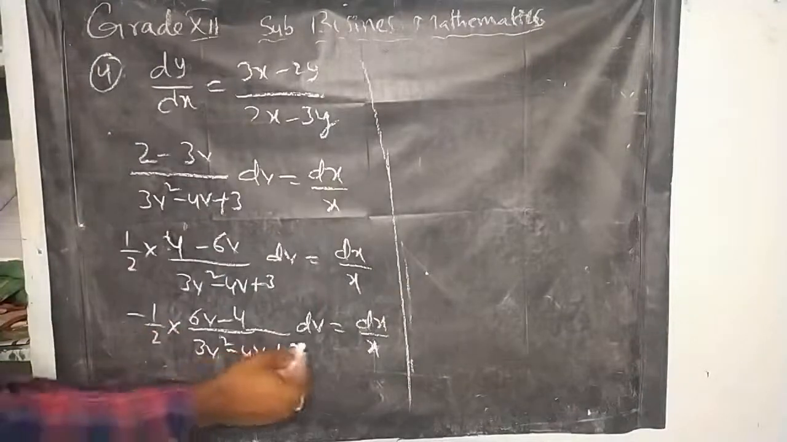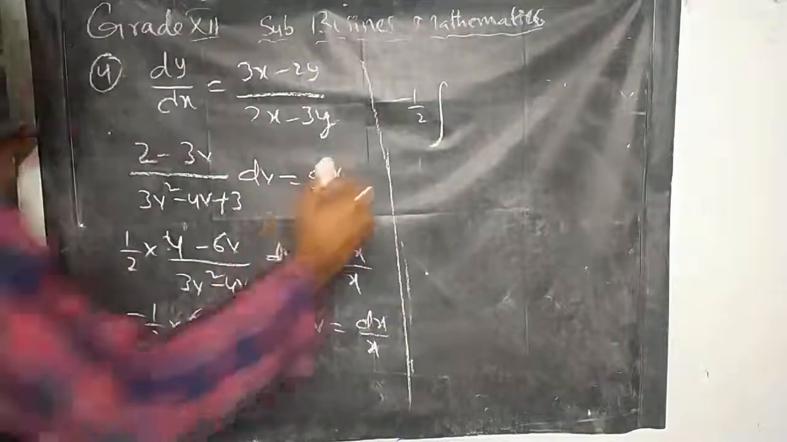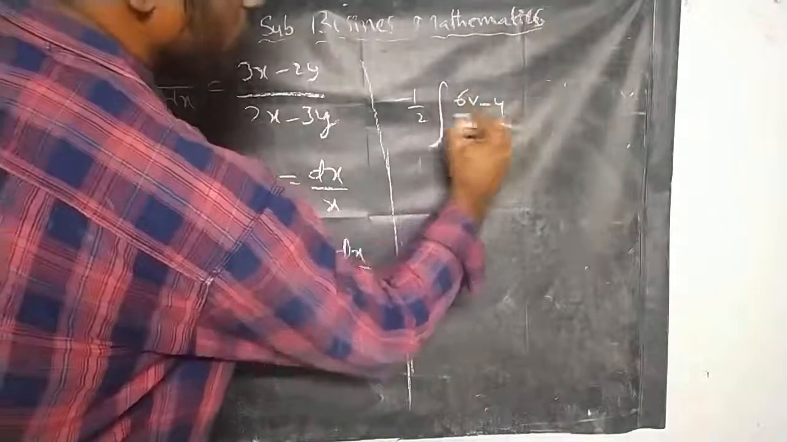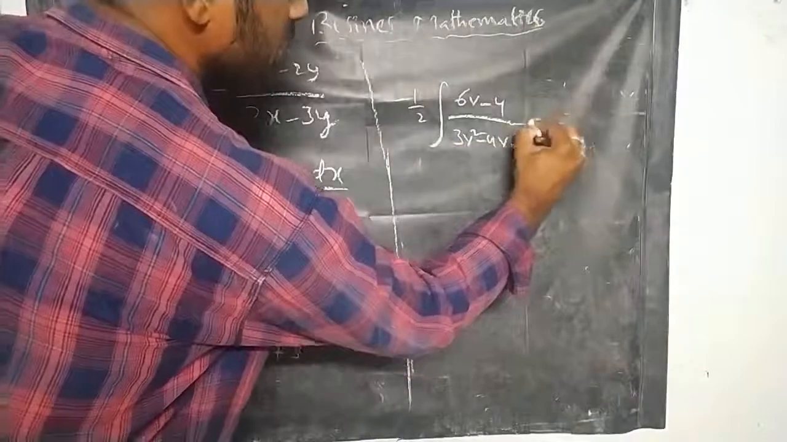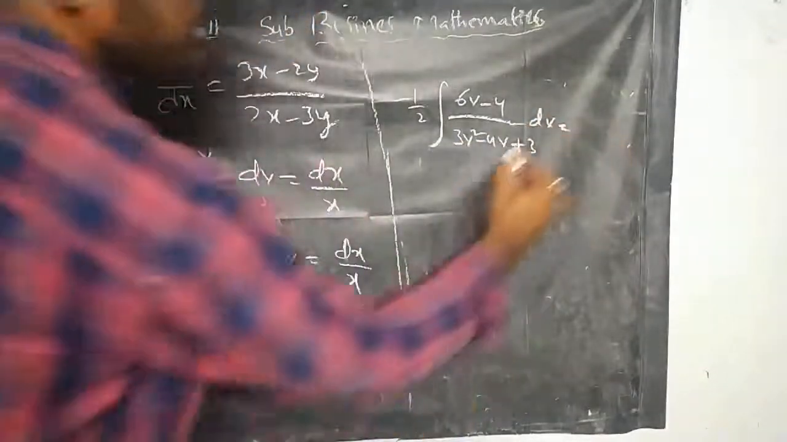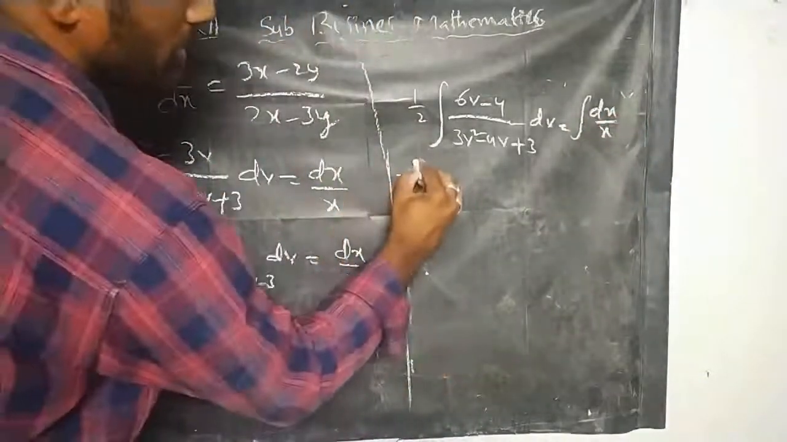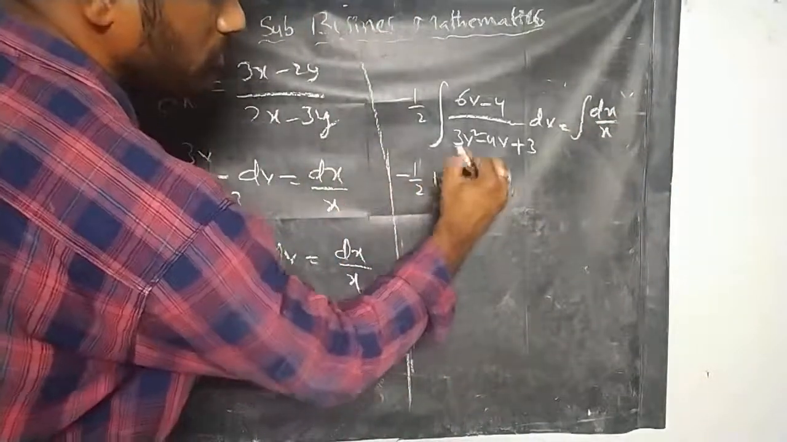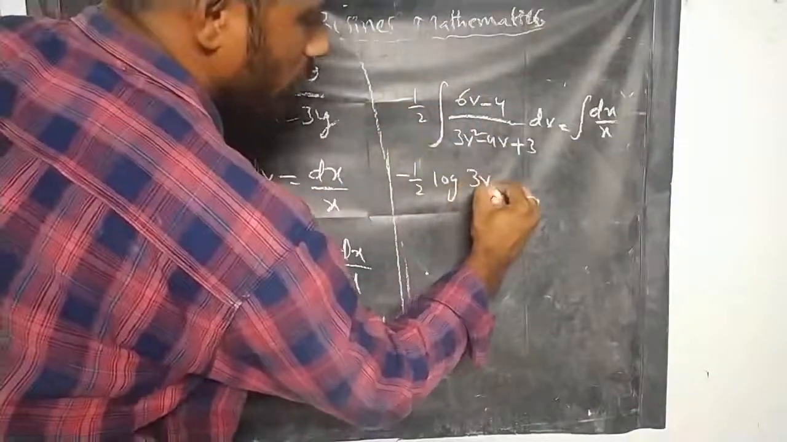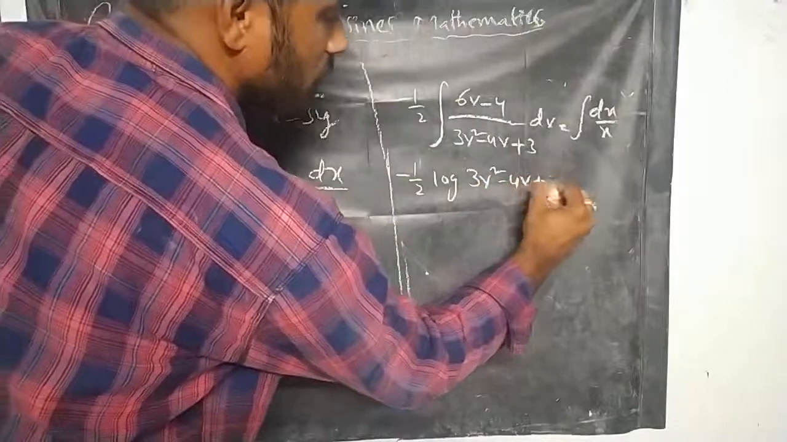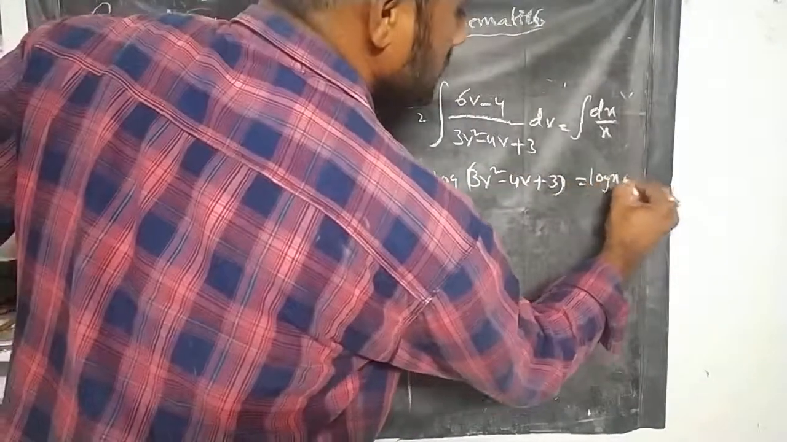Here apply integration on both sides now. Minus 1 by 2 integral 6v minus 4 by 3v square minus 4v plus 3 dv is equals to integral dx by x. So minus 1 by 2 log, because it is f dash of x by f of x. So log 3v square minus 4v plus 3 is equals to log x plus c.